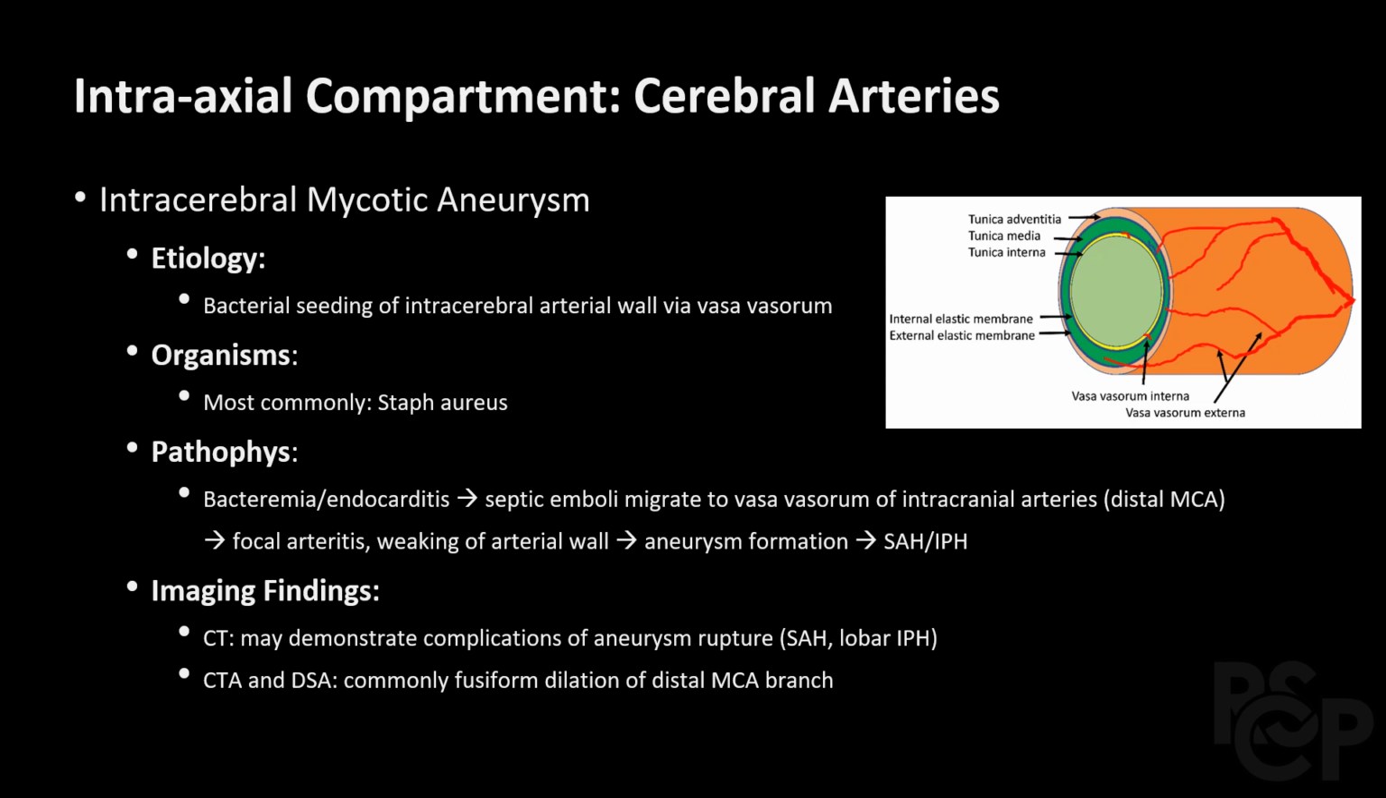Classic imaging findings for intracerebral mycotic aneurysm. On CT, you may see complications of rupture of the aneurysm, such as subarachnoid hemorrhage, bleeding into the subarachnoid space, or intraparenchymal hemorrhage located in the lobar distribution. It's reflective of a common location for these aneurysms to form at the distal MCA. Also on CTA and DSA, which are imaging modalities that better visualize the vessels themselves, you can see fusiform dilation commonly located at the distal MCA branch points.